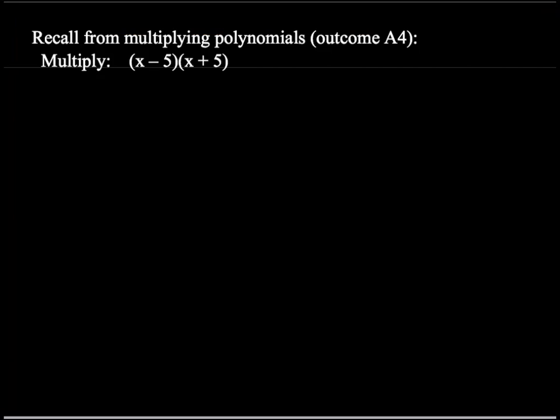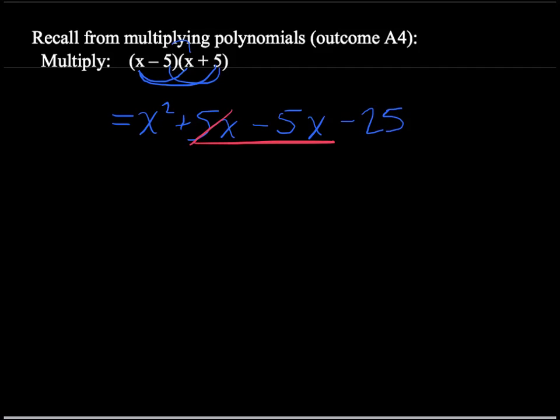Okay, first thing we got to do once again is looking at multiplying polynomials. Let's multiply this out and see what happens. We've got x minus 5 times x plus 5. That's x times x, which is x squared, x times 5, which is 5x. Negative 5 times x, which is negative 5x, and negative 5 times 5, which is negative 25. Hey, look, those middle terms, 5x and negative 5x, will cancel out. And the result is that all I have left is x squared minus 25.